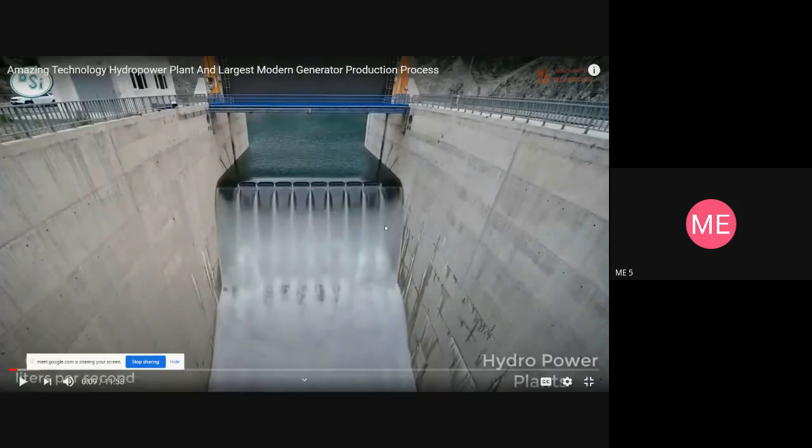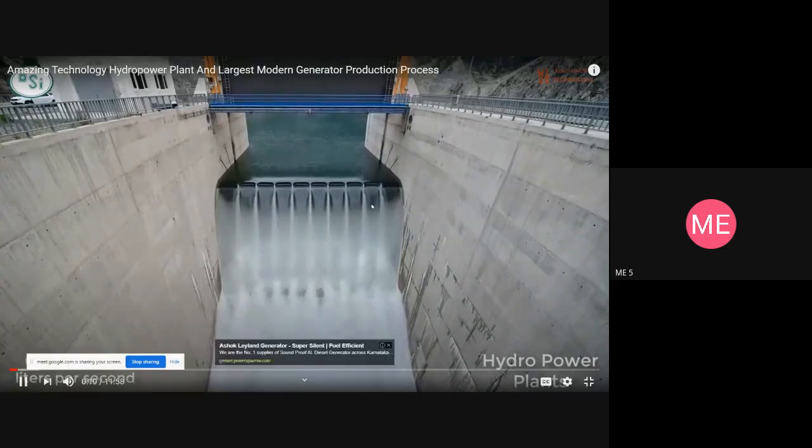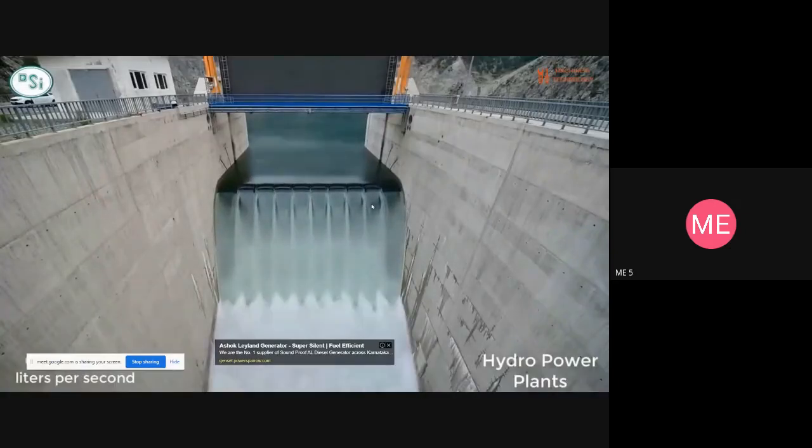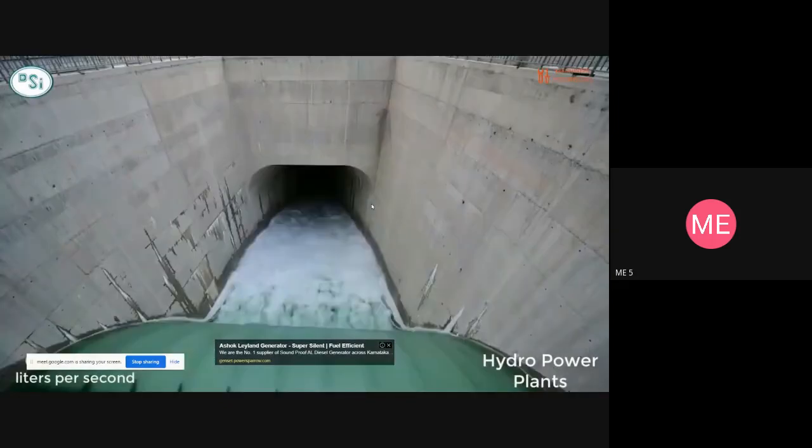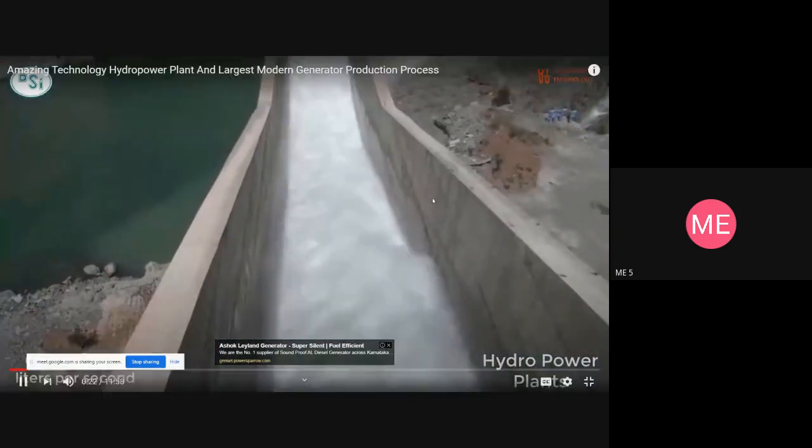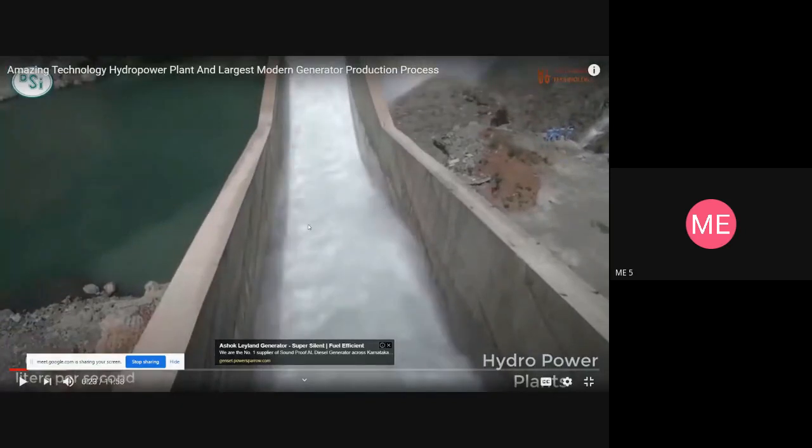See how the water level is increased and how it is discharged. You observe this video. This is called the tail race or channel, where the water from the turbine will go out like this, and this water will be utilized for agriculture purposes.